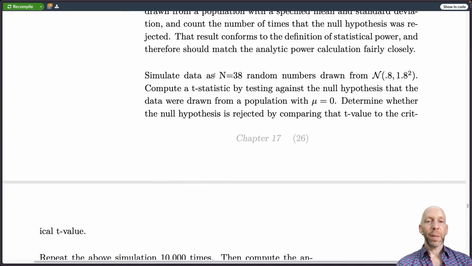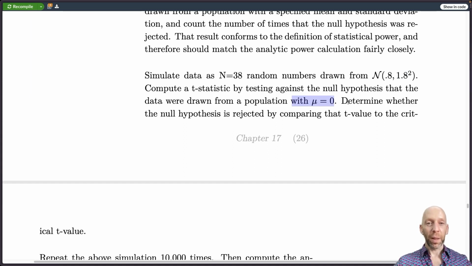Start by simulating data as 38 numbers drawn from a Gaussian distribution, a normal distribution with an expected population mean of 0.8 and an expected population standard deviation of 1.8. Okay, and then you draw that random sample and then apply a t-test to test against the null hypothesis that mu equals 0.